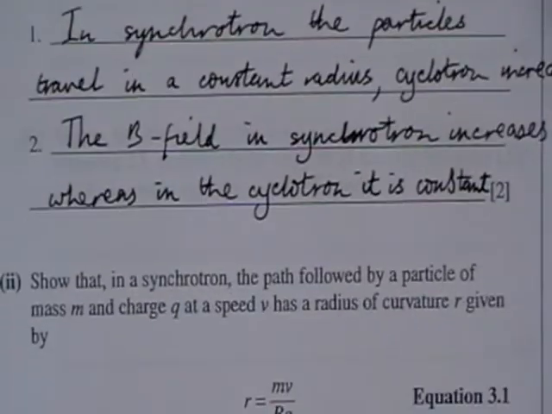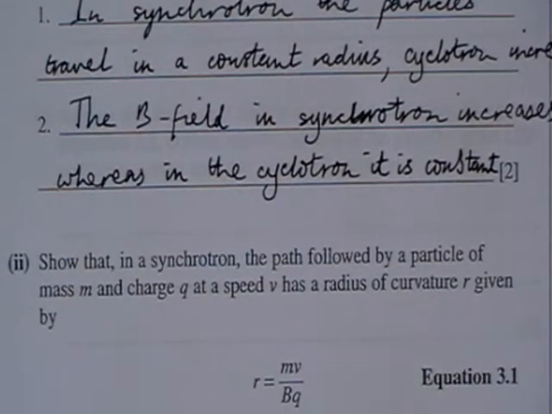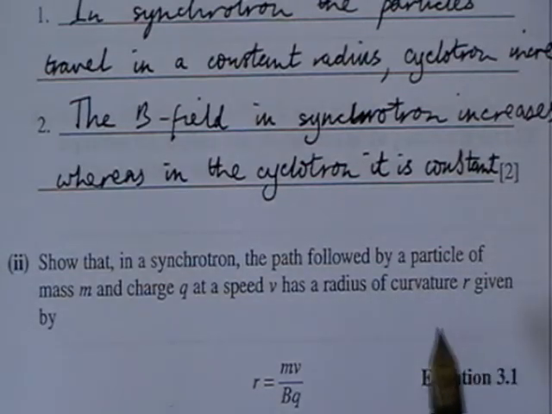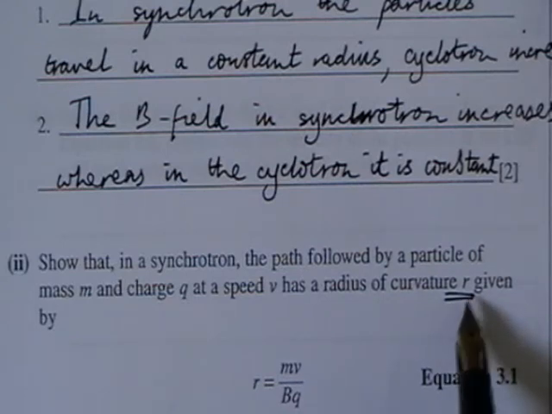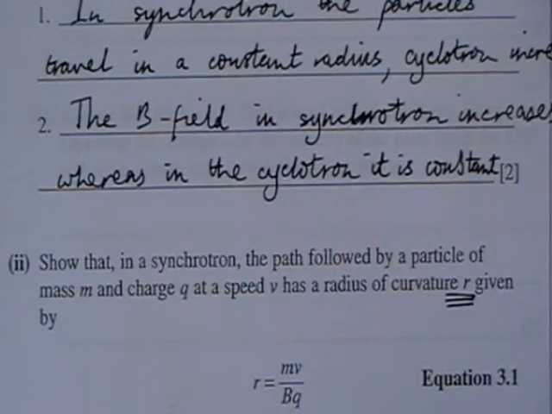Next part of the question then asks us to show that in a synchrotron the path followed by a particle of mass m and charge q at a speed v has a radius of curvature r given by that equation. So we want to show that that's the case because it's going in a circle with radius r.